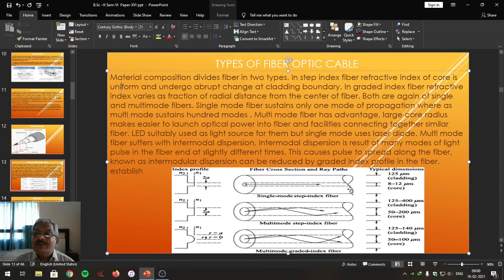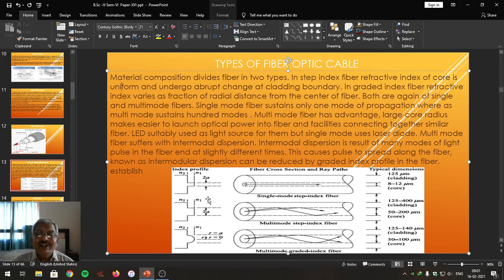It has an entire cladding diameter of 125 micrometer, whereas the core diameter is 8 to 12 micrometer. So within 8 to 12 micrometer diameter, the light radiation travels within only one mode. That is the monomode. Maybe it is a step index or maybe it is a multimode, gradient index type of fiber.